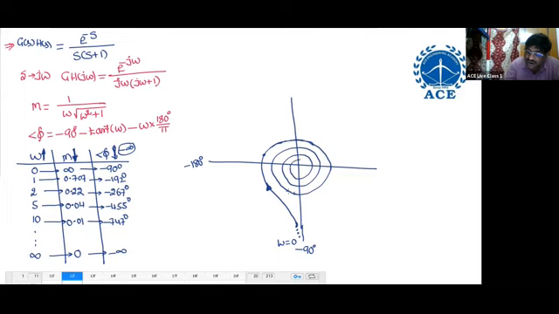Finally, somewhere, wherever you want, you make it 0, because infinite angle means wherever you want, you can make it 0. Like this, you will get it. This is a polar plot for e power minus s by s into s plus 1. They don't ask it, but if you ask, you have to solve like this. Be remember. Okay? Next problem.